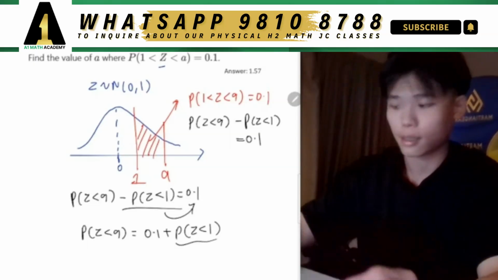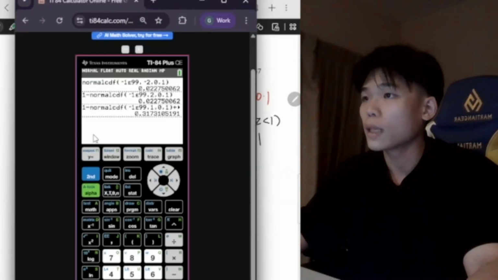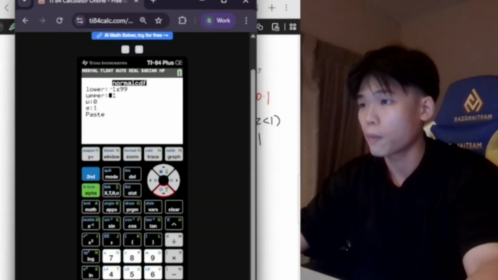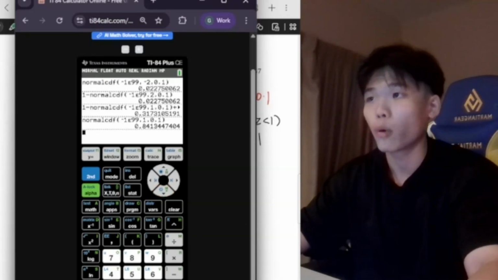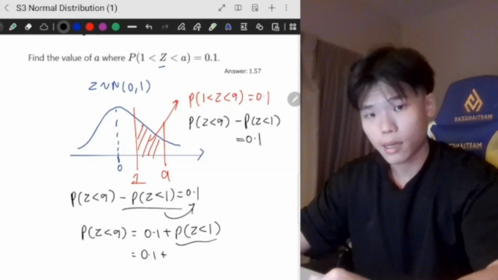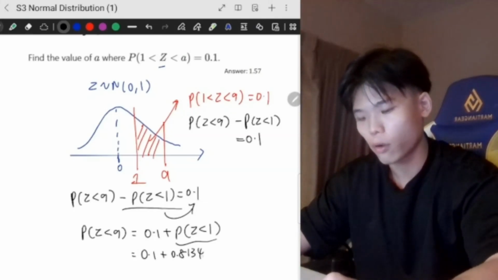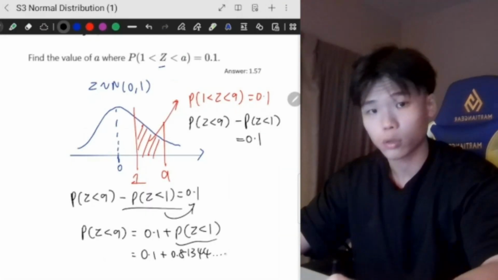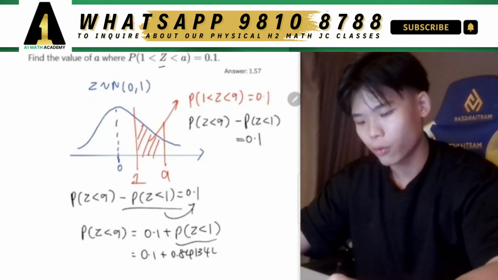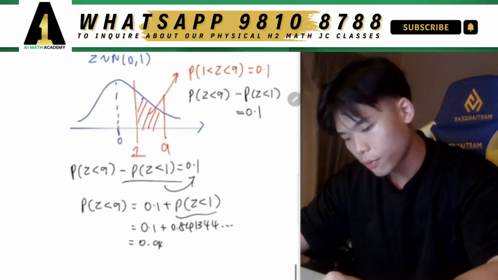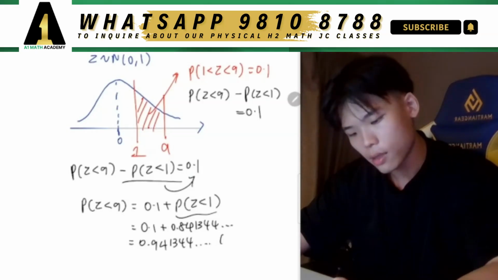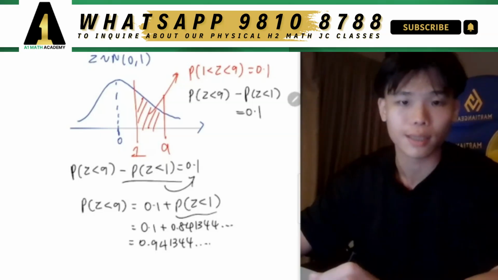And this is something that I can key into my calculator. Second, distribution, P(Z < 1), and I key in. I get 0.84134... So here I get 0.1 plus 0.84134... Sorry, 0.84134. So I get 0.941344... And so far this is not to 3 significant figures, I mean this is the intermediate value.